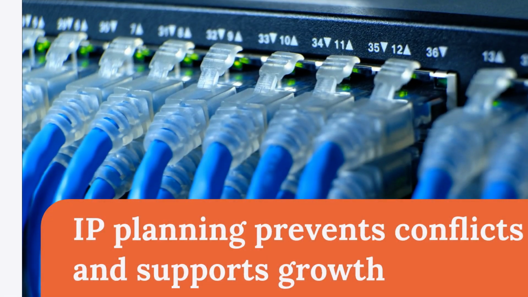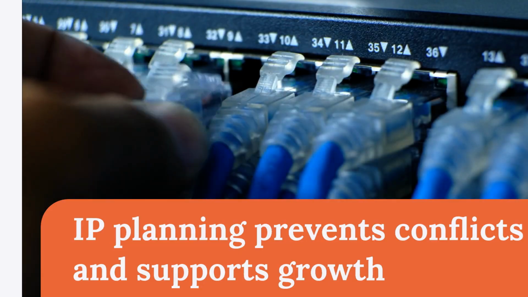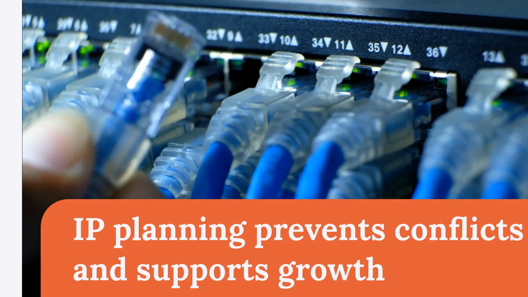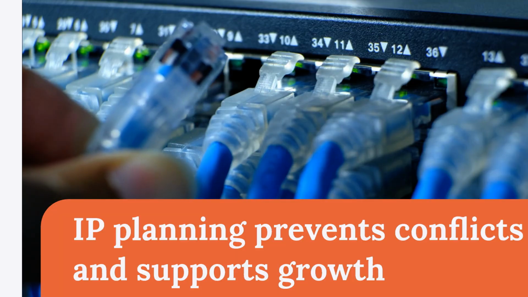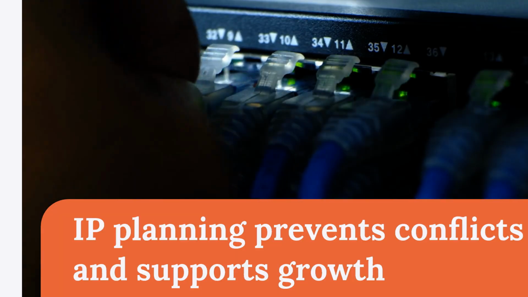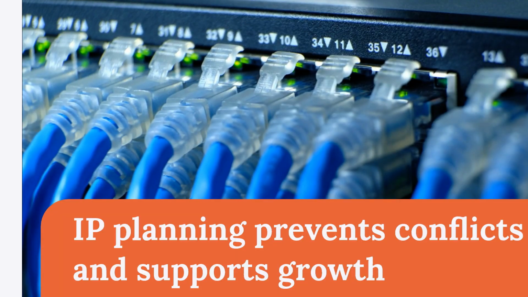Choosing IP addresses is crucial for network design. Private IPs are used internally, public IPs at the edge. Subnetting separates networks into logical sections. This improves security and performance. Proper IP planning prevents conflicts and supports growth.